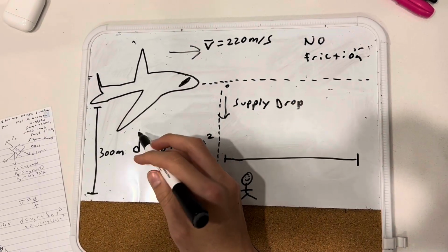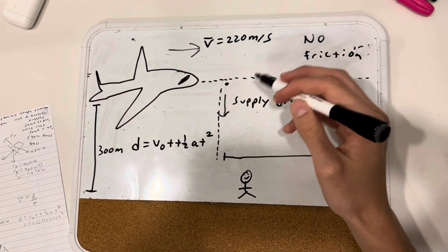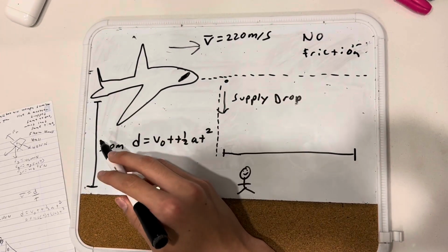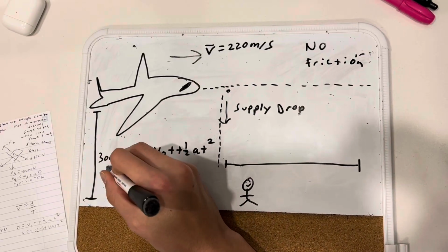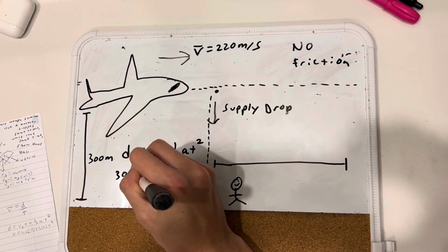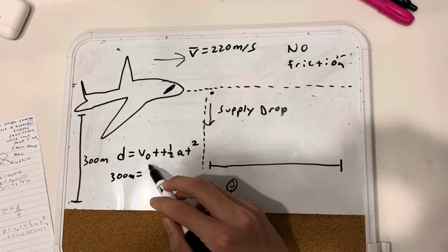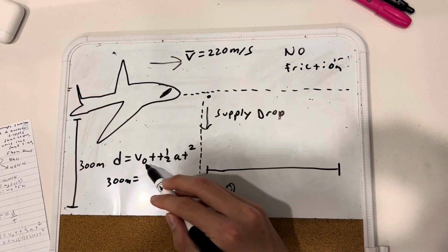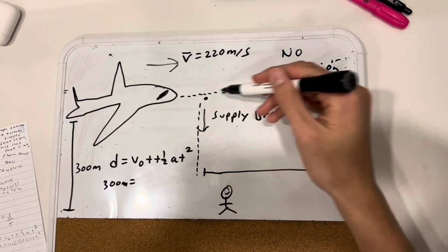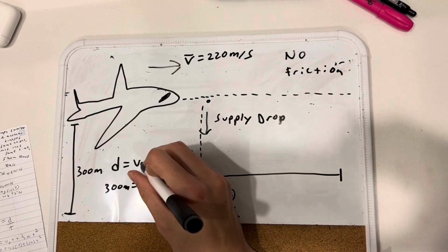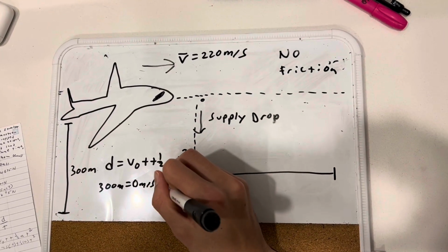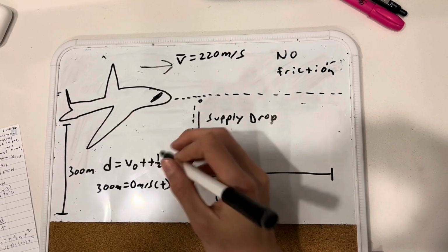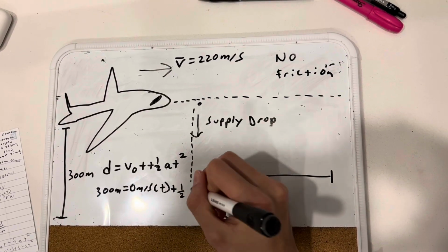So d is this vertical distance. Here we're solving for the vertical time it takes for the supply drop to get to the ground. What we're given here is 300 meters. The initial vertical velocity is 0, since the plane is only moving horizontally. So this becomes 0 meters per second times time, which just equals 0, plus 1/2 a t squared.